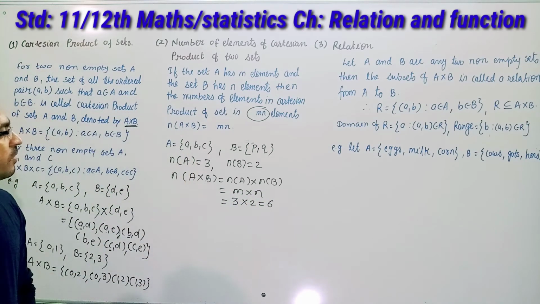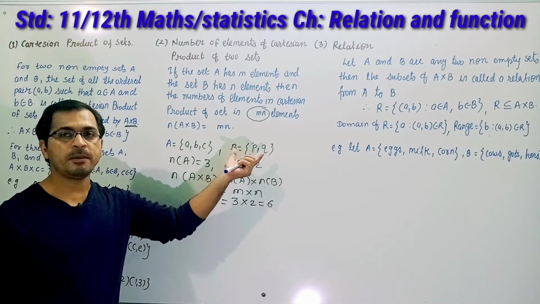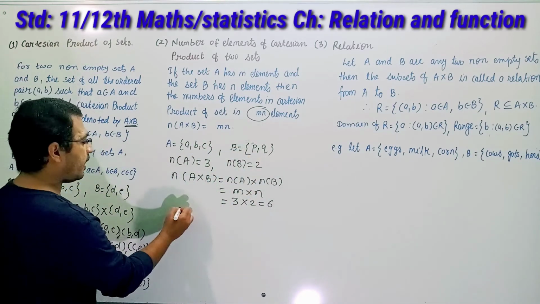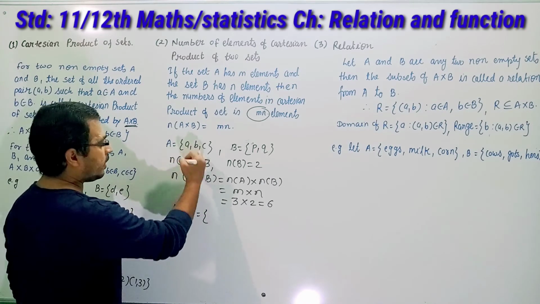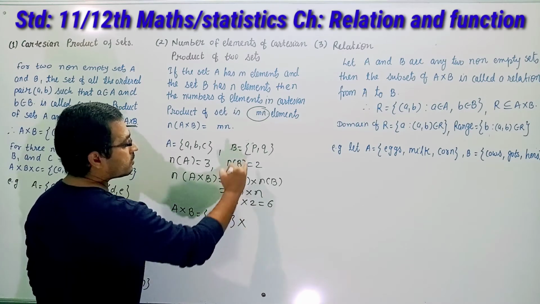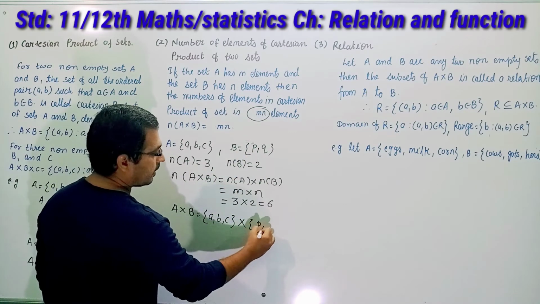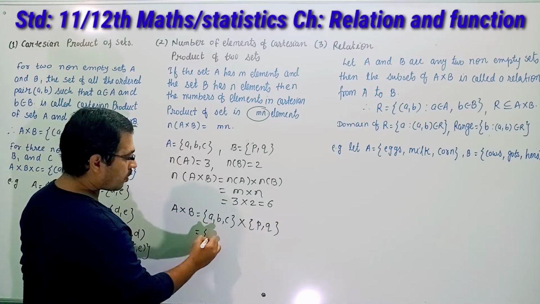Okay students, let us verify these things by doing the Cartesian multiplication of two sets A and B. A cross B: the elements of A, B, C crossed with P, Q.